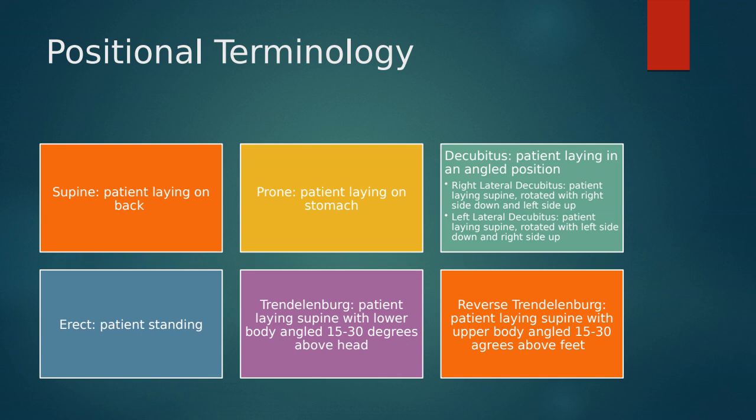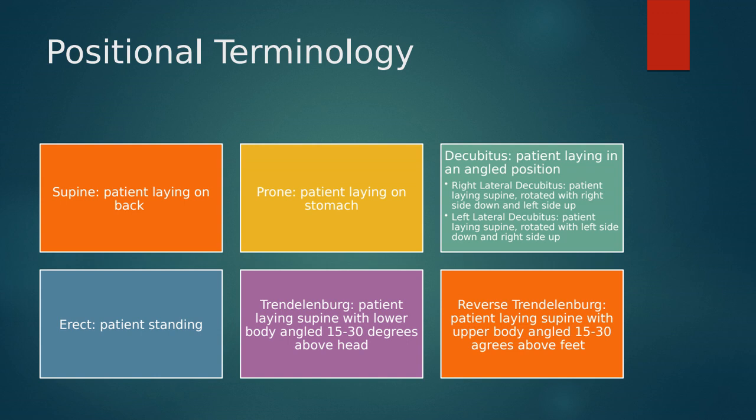So when our patient is supine, this means that they are going to be lying flat on their back, so their belly is going to be facing upward. When our patient is prone, this means that they are flipped over onto their stomach, so their back is upward. When they're decubitus, this is meaning that our patient is laying in an angled position, typically a 45-degree angled position. Sometimes it can be all the way up to a 90-degree position.